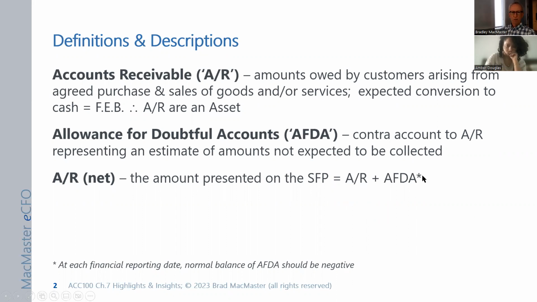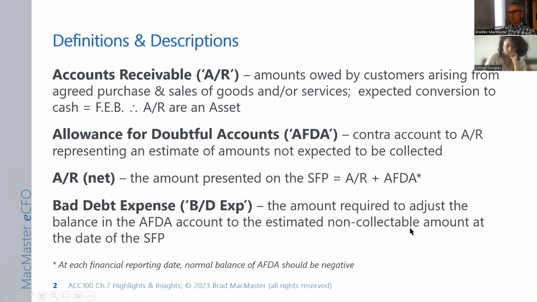So I put an asterisk on the allowance for doubtful accounts just as a reminder that at each financial reporting date, so whenever we prepare a balance sheet, the normal balance of the allowance for doubtful accounts should be negative, so that when we add its negative balance to the accounts receivable, we get a lower amount for accounts receivable net than the total of the legal amounts that were owed.